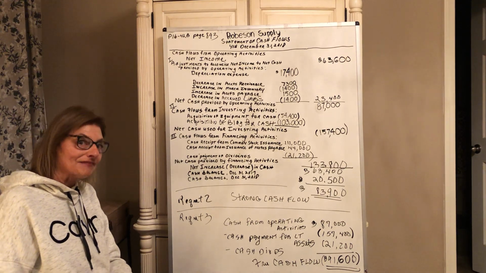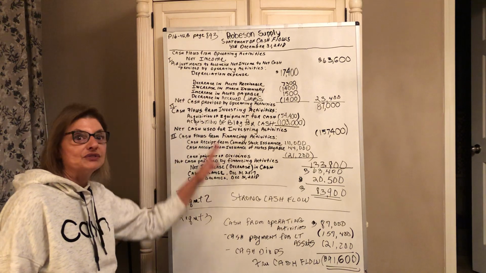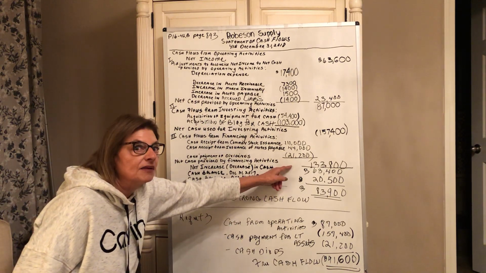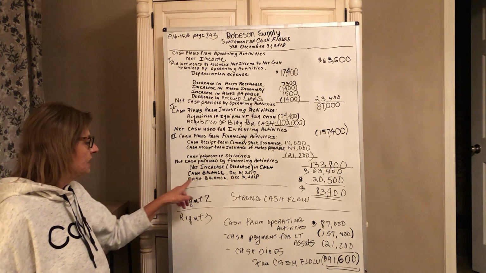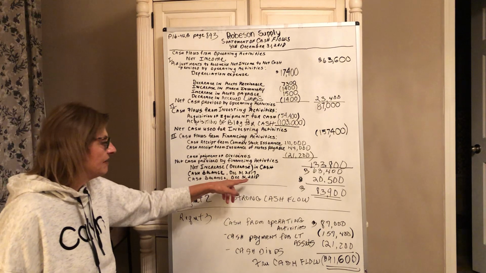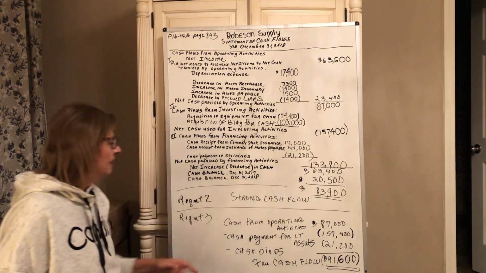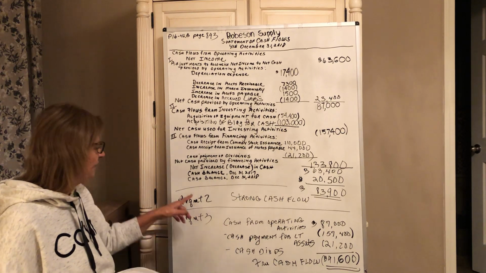Increase, 63,400. Again, you already have the answer before you do the 3 sections. You know what you need to come up with. And then just end it off by proving it out. Your cash balance at the beginning of the year, which is the end of 2017, 20,500, and at the end of the year, I forgot to write that.